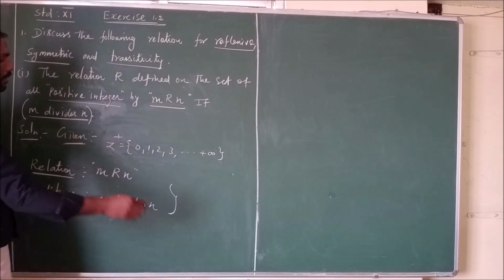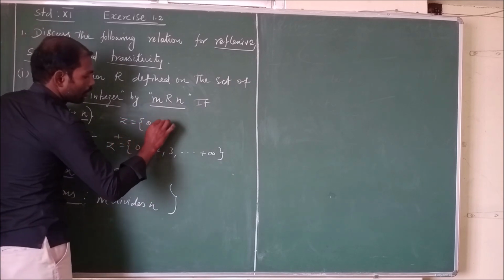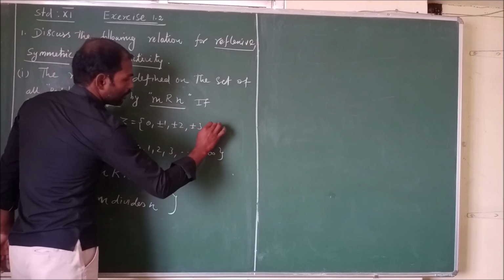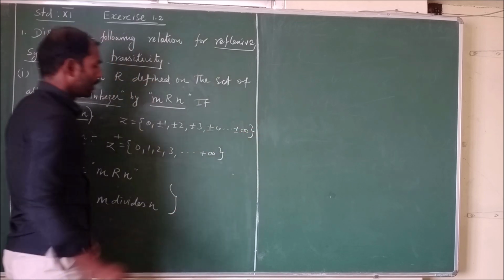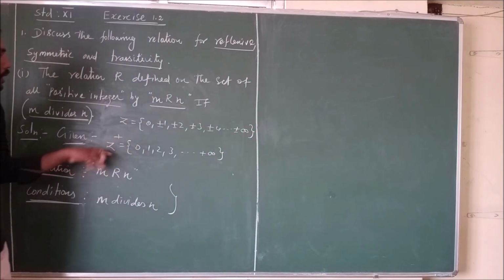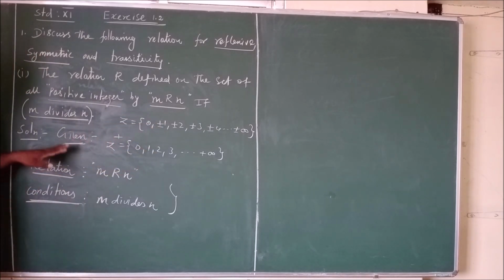Already we have the integers. Integers is Z equal to 0, plus or minus 1, plus or minus 2, plus or minus 3, plus or minus 4, etc., up to plus or minus infinity. Positive integers means we only take positive values, so it is denoted by Z plus. This is the given data.